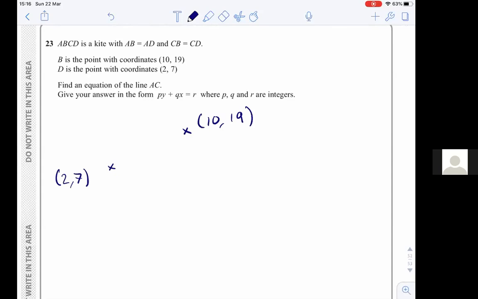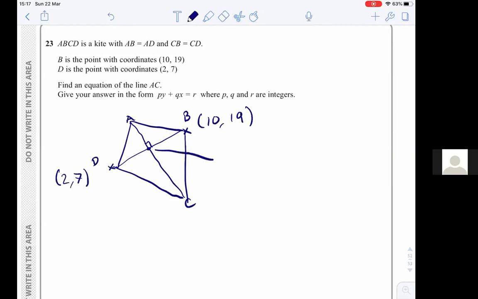And we are trying to, so this is the point B, this is the point D, and we've got A and C, I guess, somewhere here. Something like that. Now, the key thing about a kite is that when you cross these over, it's perpendicular, and this is the midpoint of D and B. And it's asking us to find an equation of the line AC.